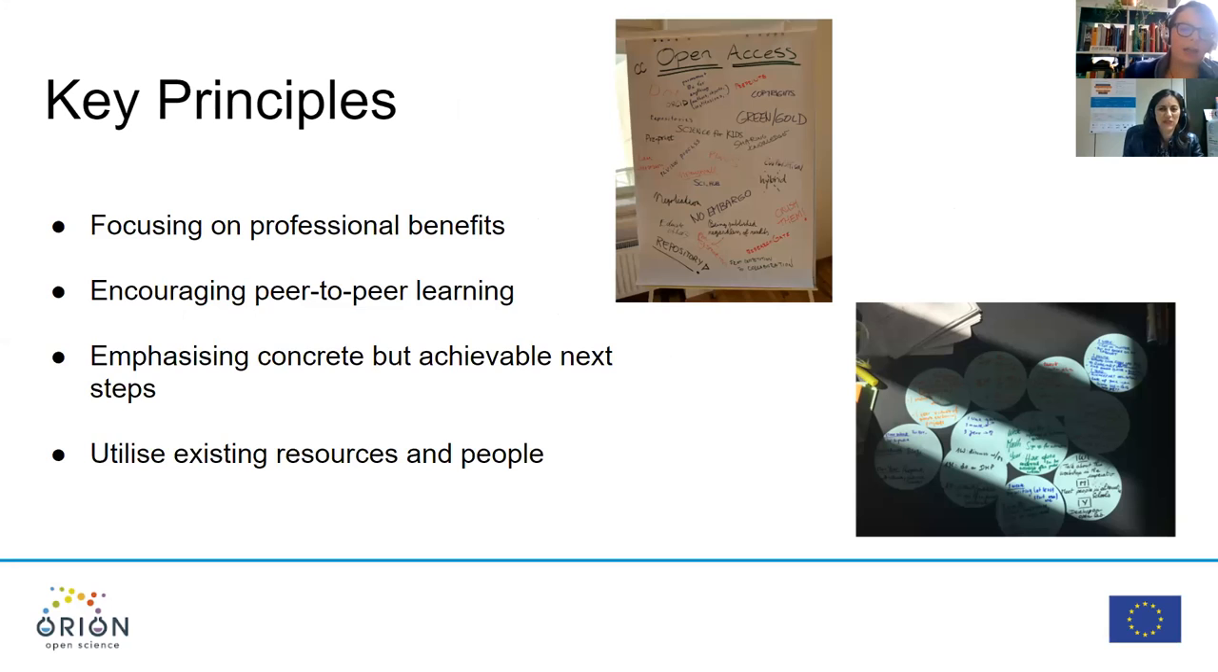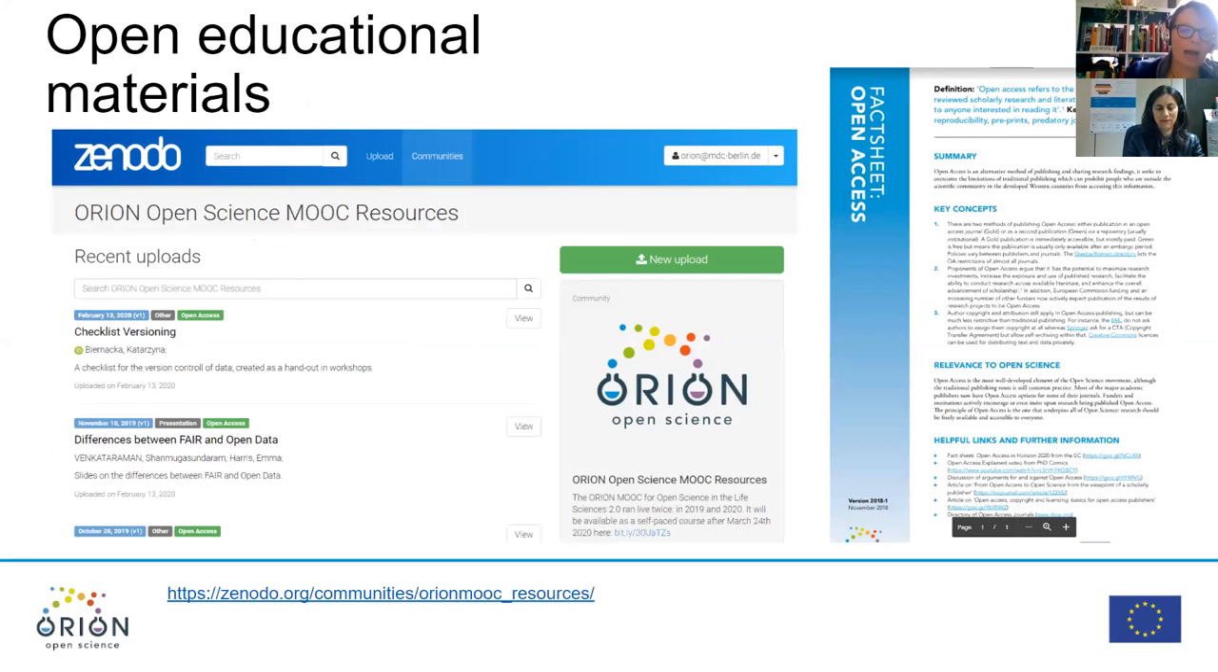So the key principles that we use: we focus on professional benefits, what's in it for the researchers or the funders, what they can gain from it. Encourage peer-to-peer learning, which I think I demonstrated, so it's about people talking to each other, not us talking at them. Emphasize concrete but achievable next steps, which are the individual action plans. And utilize existing resources and people, which I think has been demonstrated by the other presentations. Don't reinvent the wheel; you probably have expertise and existing training packages. Everything that we've made is on Zenodo. Use it, it's all CC BY, of course. And contact us if you have any questions. Right, that's it.